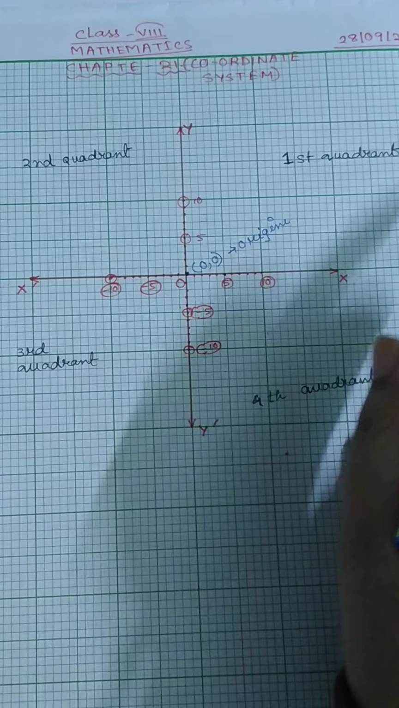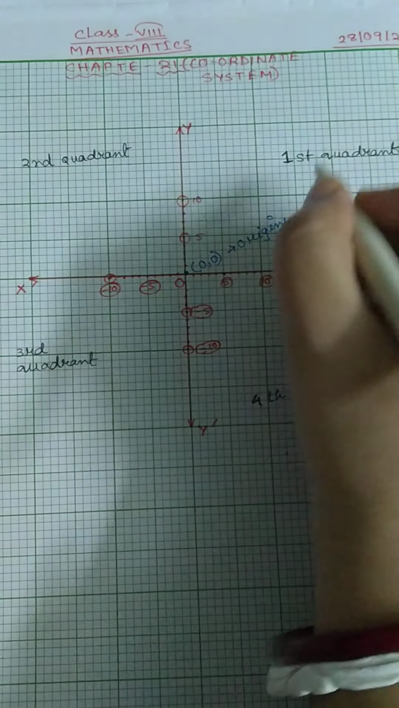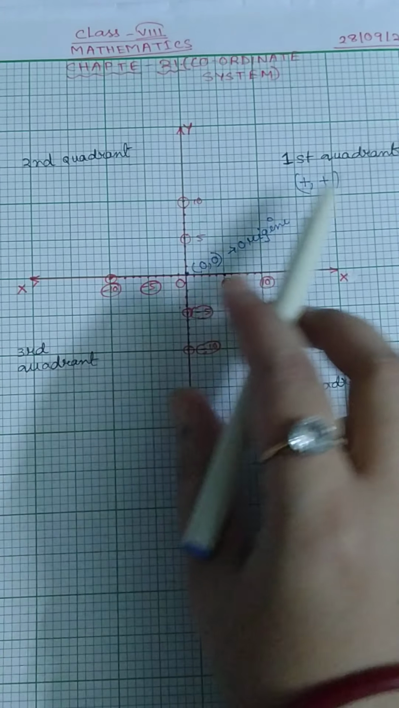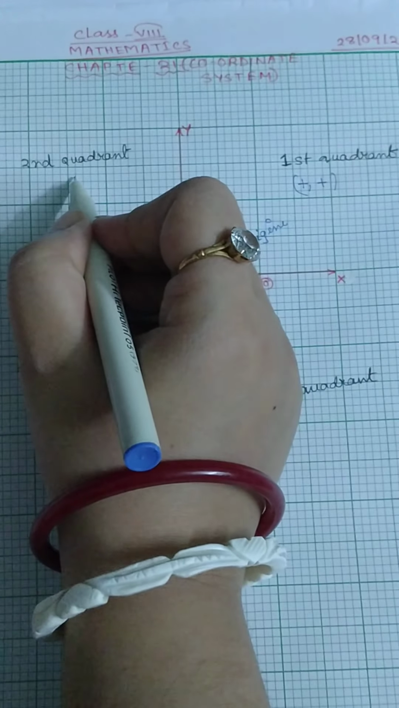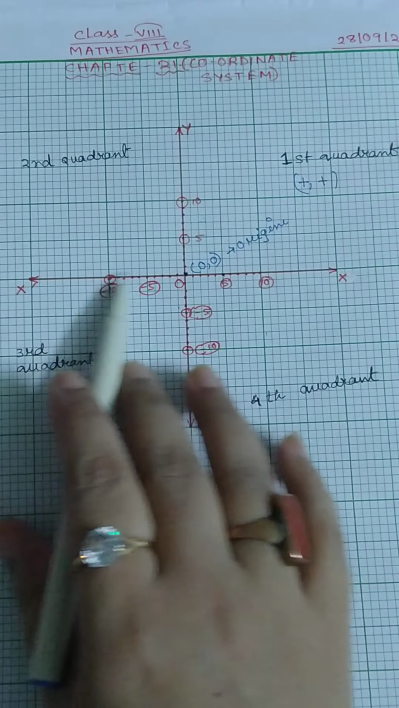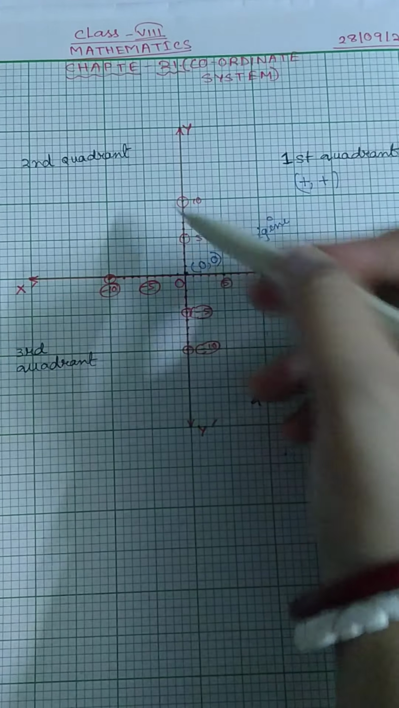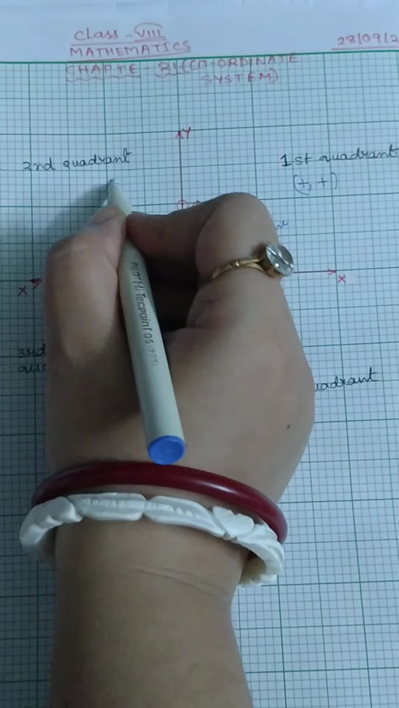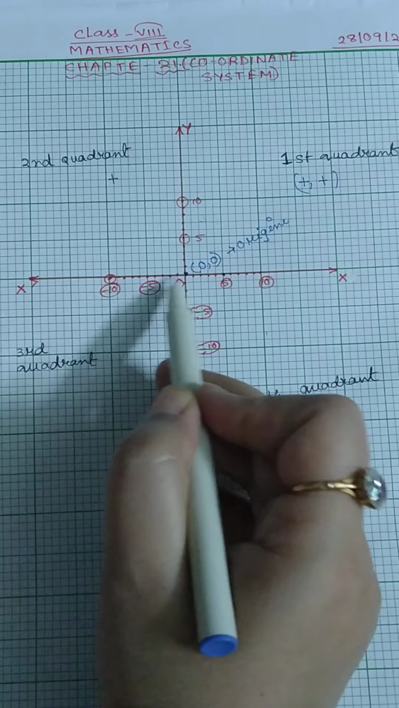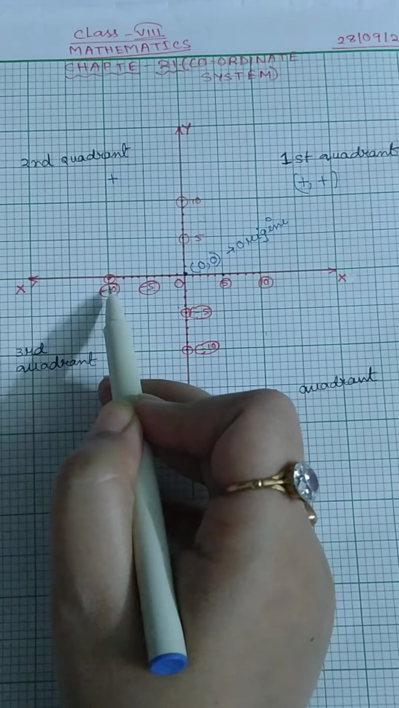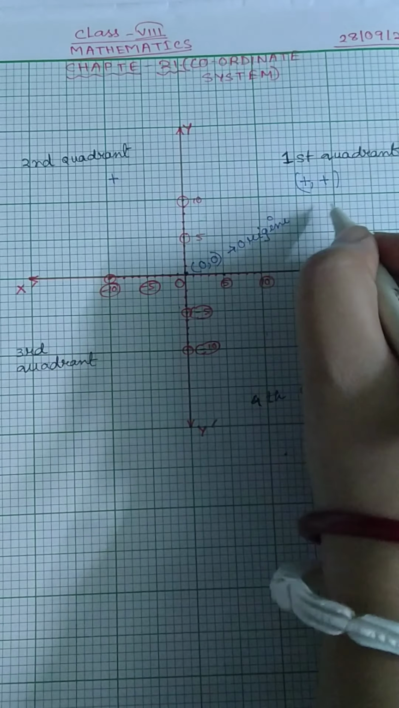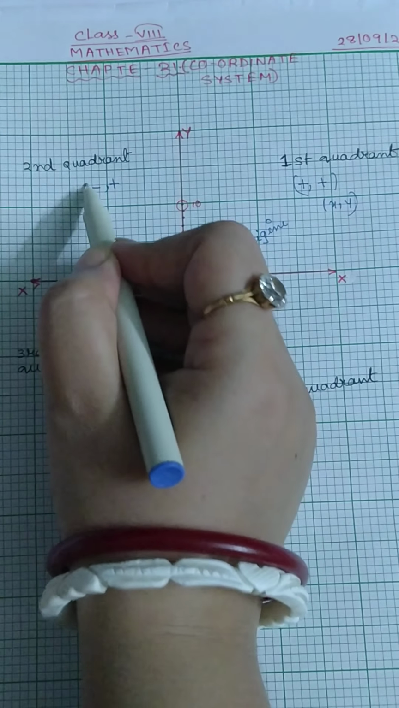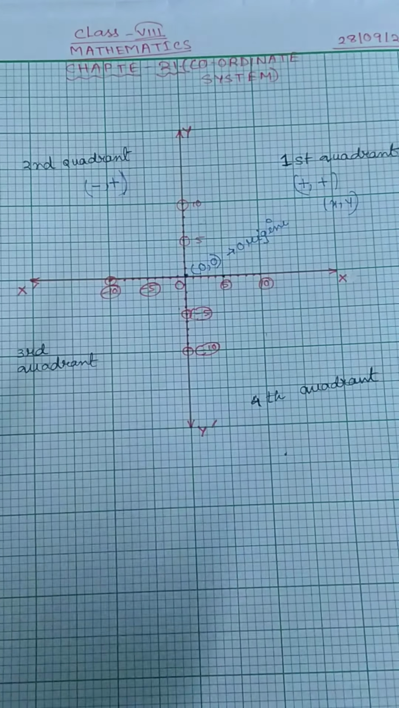Now the signs. In the first quadrant, the values of both x-axis and y-axis will be plus. In the second quadrant, this is the upper side of the y-axis. Here all the numbers are positive, so on the y-axis it will be a plus number. But on this line the numbers are negative, so in place of x, you can only take minus.